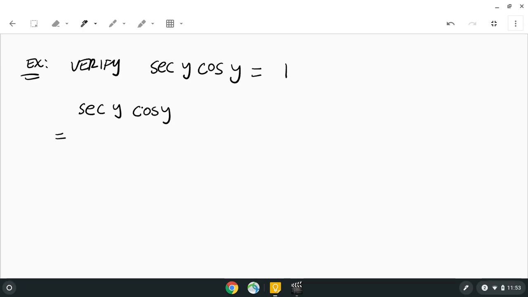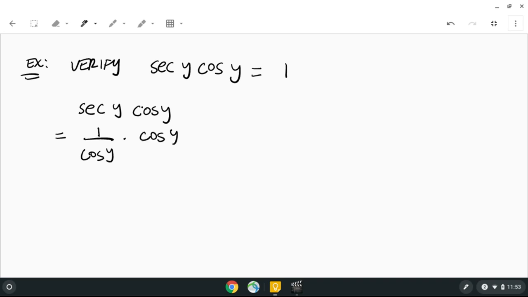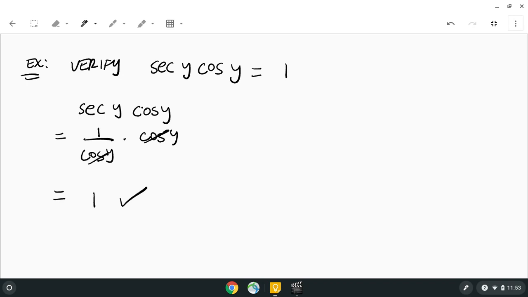So secant y cosine y. We have different trig functions, so let's try to rewrite it. We know secant is 1 over cosine, and then we have cosine here. We see that they cancel out, and we get 1. So we verified that secant y cosine y equals 1. Once you get that other side, you're done.